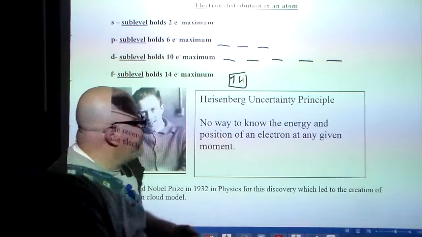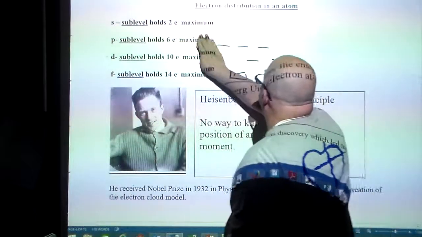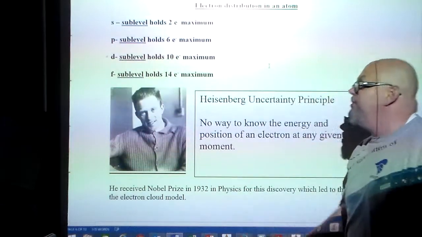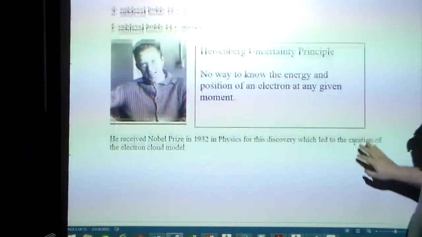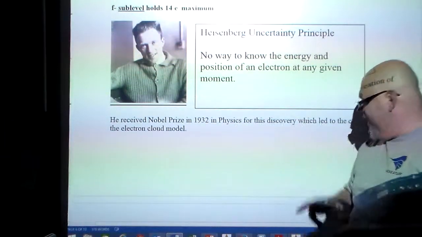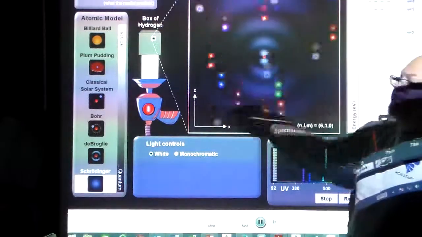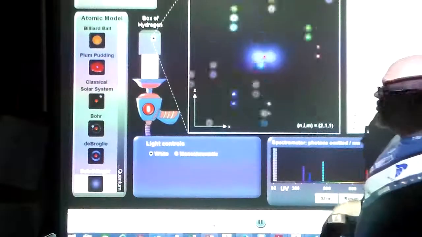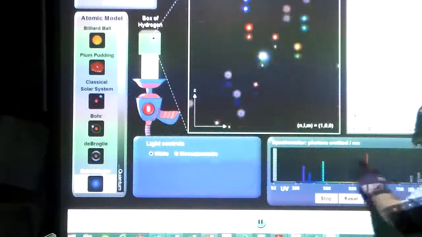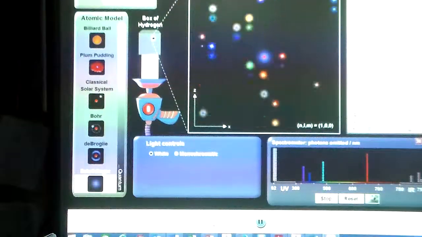Heisenberg uncertainty principle, really simple idea. We can't predict where the electron is going to be and how much energy it's going to have. That's a huge thing because his discovery led to the development, ultimately, of this model, along with the other dude named Schrodinger. Okay? Now, if you notice, look how our emission spectrum is coming.